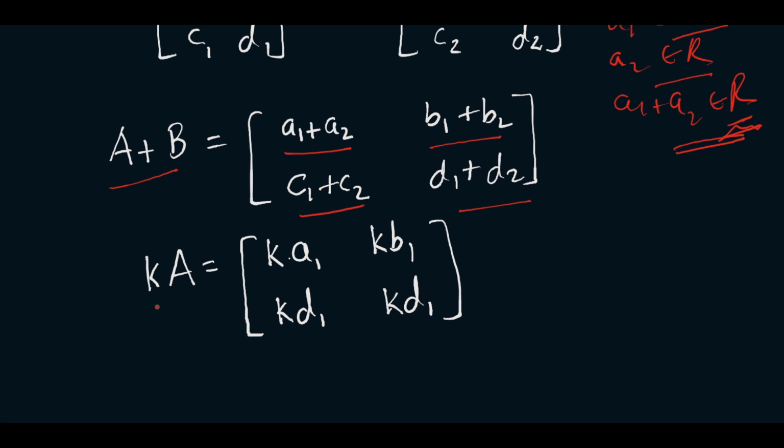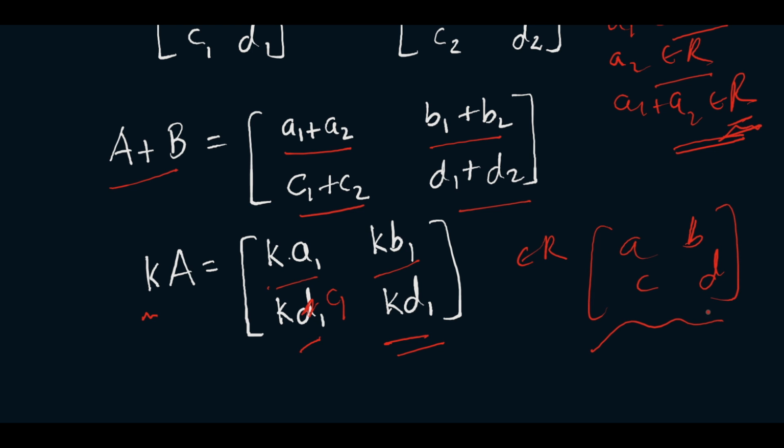Now when you multiply the matrix with a constant k, you get k times a1, k times b1, k times c1 and k times d1. So all the four numbers of the matrix are also in R. So it gives us a matrix of the form a, b, c and d where all the numbers are in R. So it is also an example of a vector space.